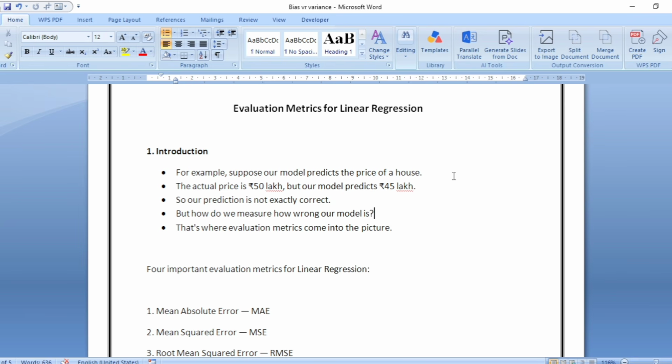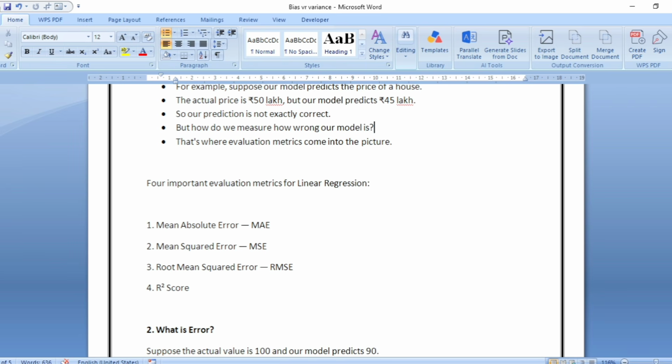For example, suppose our model predicts the price of a house. The actual price is 50 lakhs, but our model predicts 45 lakhs. So, our prediction is not exactly correct. But how do we measure how wrong our model is? That's where evaluation metrics come into the picture.